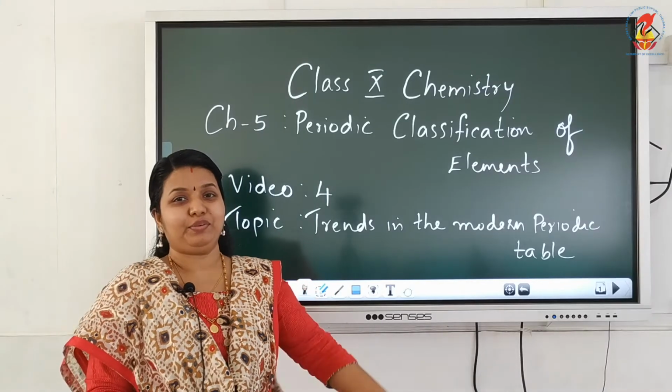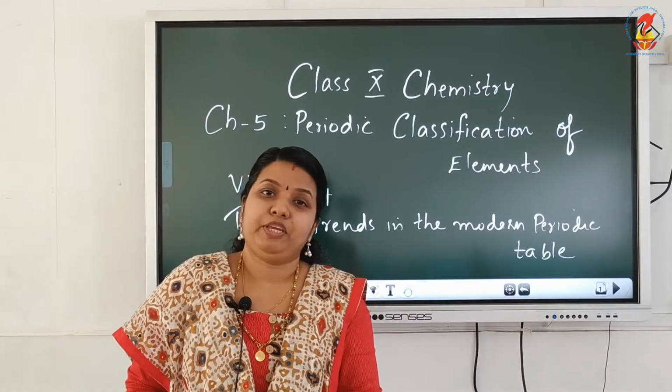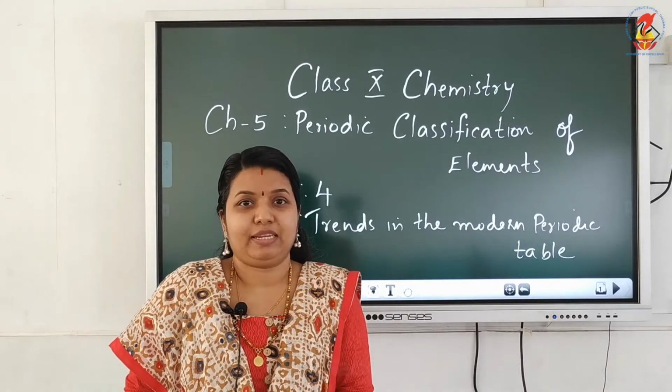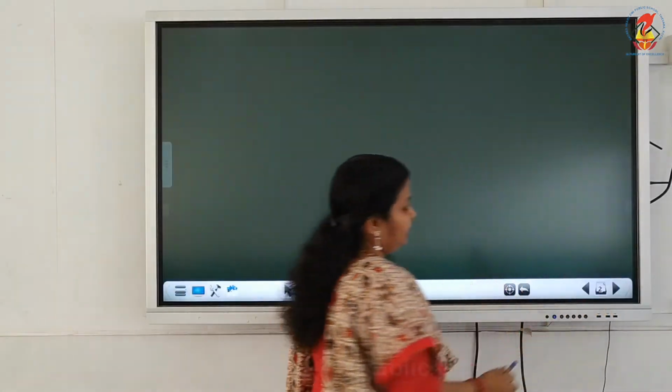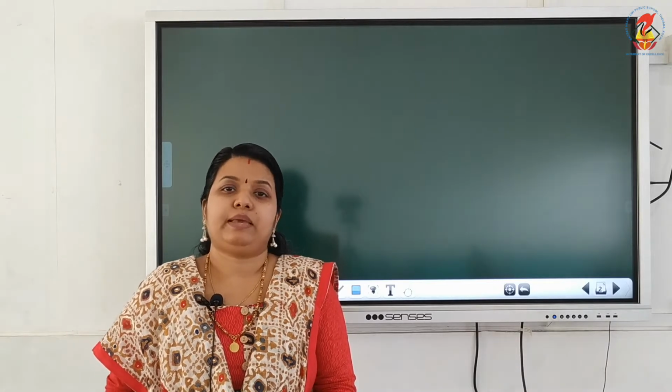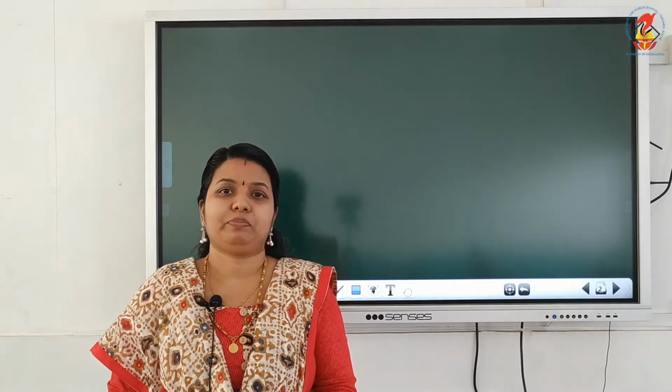Hi children, we continue with the fifth chapter, periodic classification of elements, and our today's topic is trends in the modern periodic table. Trends in the modern periodic table means we will be discussing certain properties of elements, and then we will see what happens to these properties when we move down a group from top to bottom of a group and across a period, from left to right in a period. That is what is meant by trends in the modern periodic table.